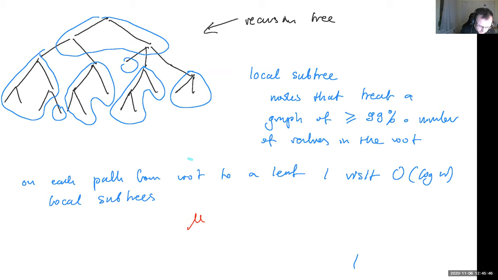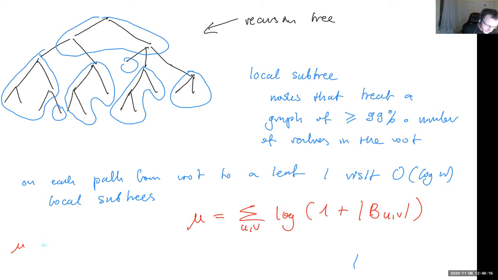I define something that I will call mu. This will be the measure of the size of my instance, and it will be the sum of logarithms of sizes of buckets. This plus one is only to make sure that I don't take the logarithm of zero. The first thing to notice is that at the root, I have n squared pairs, and each bucket is of size n to t, so I take the logarithm of it. So at the root, the measure is upper bounded by n squared times log n. This is the largest value that I can get here.